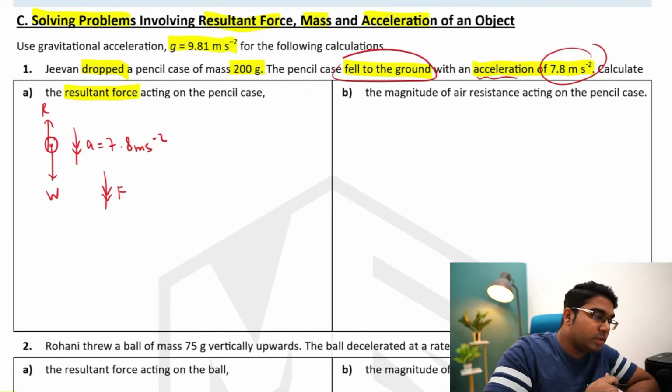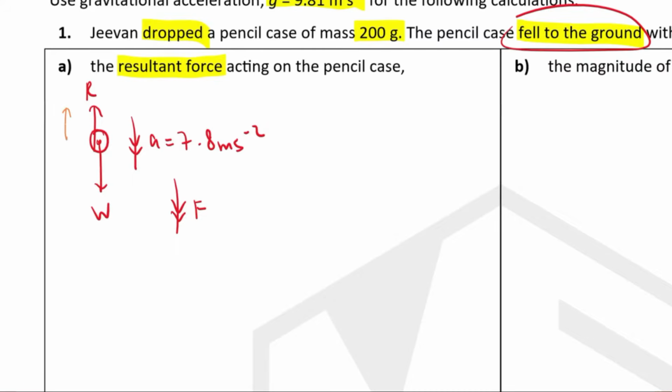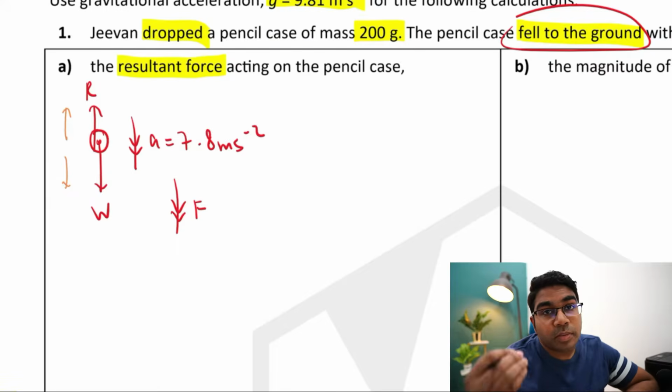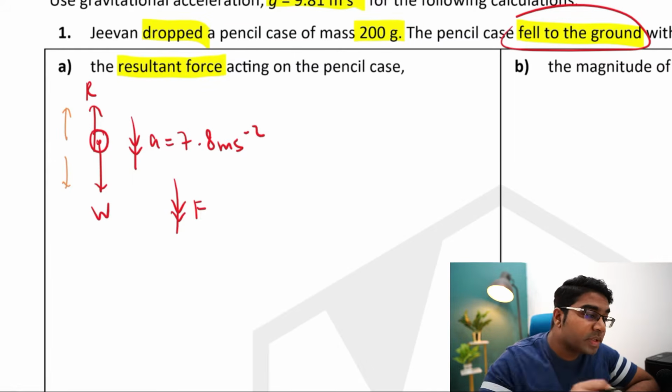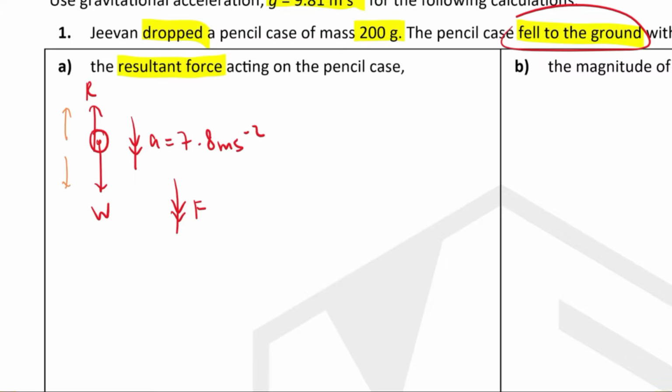In this particular question, you will notice that we have forces in two opposite directions. How do we find the resultant force of forces in two opposite directions? We choose one to be positive. For the positive direction, we normally follow the direction of the resultant force. And so we take down as positive, up as negative.